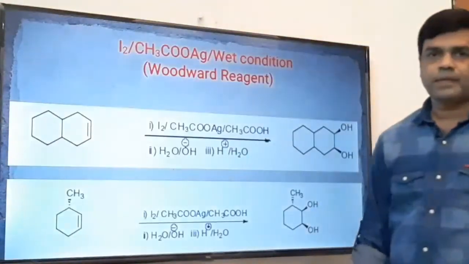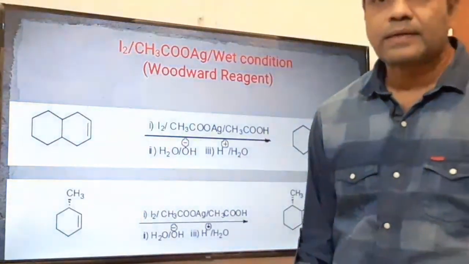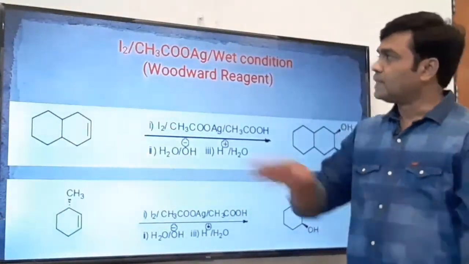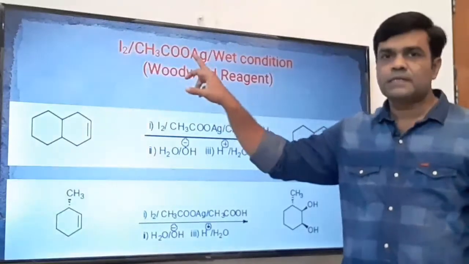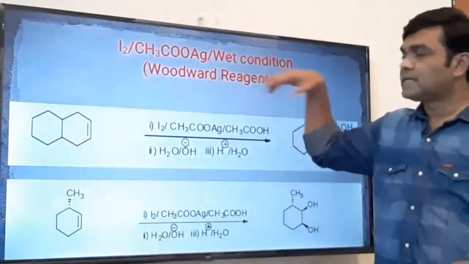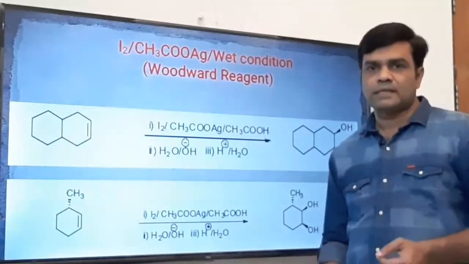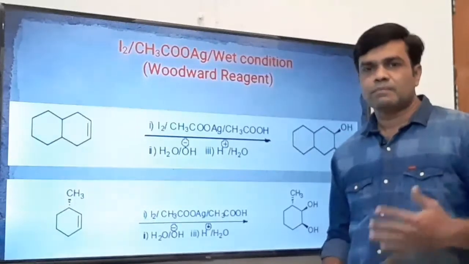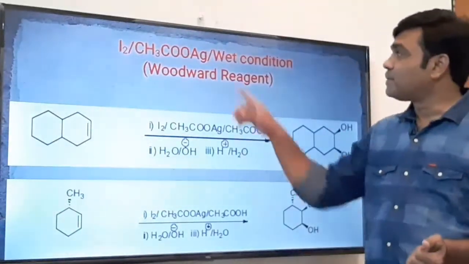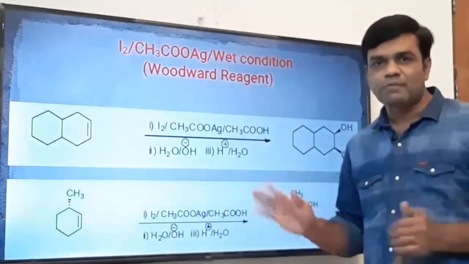Now, let us see Woodward reagent. The conditions of the Prevost and Woodward are different. The reagent is the same. Here also iodine and the silver salt of acetic acid are there. The only difference is that Prevost is a dry condition, here it is a wet condition. Means water is there. So to avoid the confusion, you can remember if water is there, it is Woodward. W stands for water, W stands for Woodward.